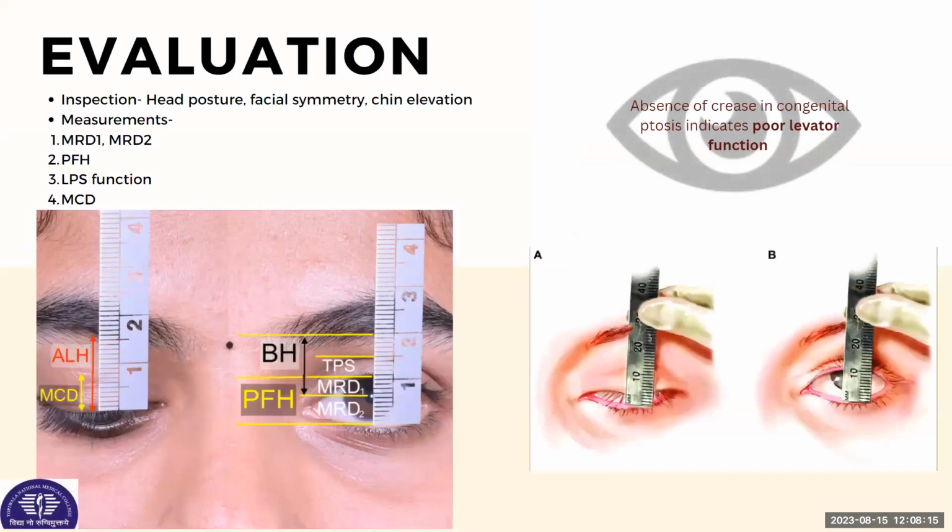For evaluation, the first thing we do is inspection, where we see the head posture, facial symmetry, chin elevation. Various measurements to be taken are palpebral fissure height, the margin reflex distance 1 and 2, margin crease distance, LPS function by Berke's method as seen on the right side image. Absence of crease in congenital ptosis indicates poor levator function.